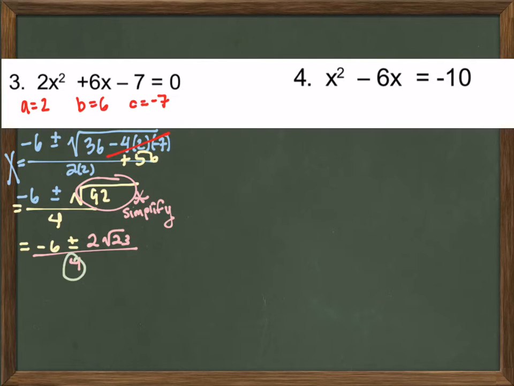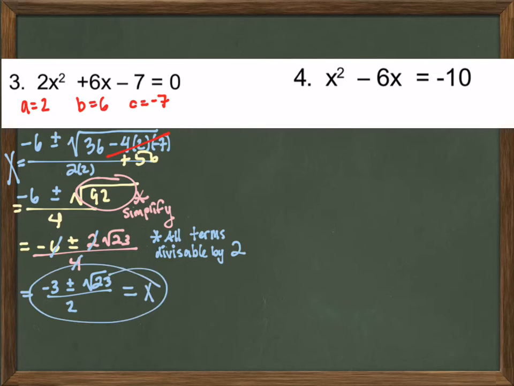Now all these terms are divisible by 2, so what that means is you can simplify this even further. So we just leave our answer like that. It really means negative 3 plus root 23 divided by 2, and negative 3 minus root 23 divided by 2.